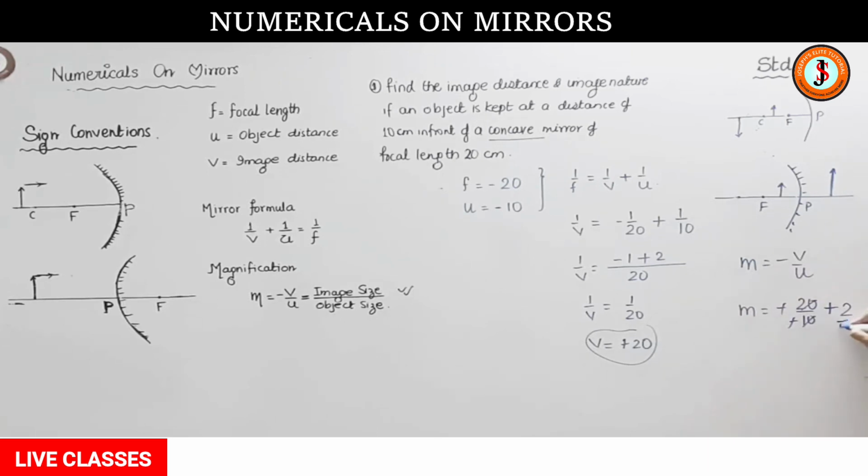And 2 by 1, I do it. Now 2 by 1 means what? The image is magnified. Very good. So that is the first part.